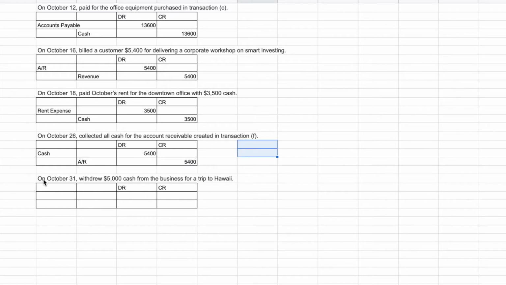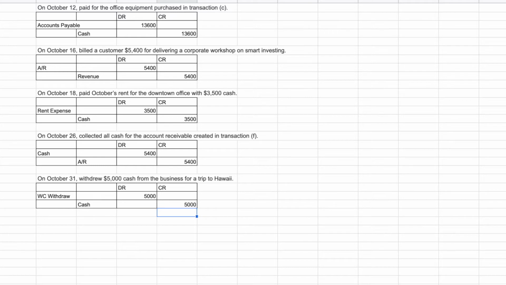Finally, he withdrew $5,000 cash from the business for a trip to Hawaii. So in this particular case, he's pulling money out of the business. So if we think about it, that's an account called withdrawals. So WC withdrawals. And seeing it's money pulled out of the business, it will be a debit. We're reducing his owner's equity. And so that would debit it for $5,000. And he's taking that money out in cash. So cash goes down. Cash is an asset. Any reduction in cash is a credit. And that would be for $5,000.